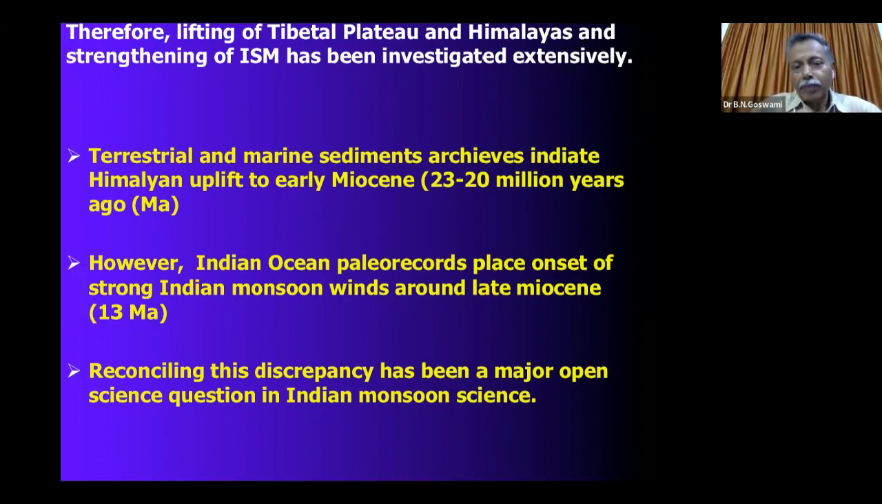The Himalayas became established around 23 million years ago. The monsoon should have been strong by that time, but the wind records show the wind became stronger later. The stronger wind produced larger upwelling, which produces certain ocean-dwelling foraminifera, and those show that they became abundant around this time. So it appears that monsoons had strengthened at this time. So reconciling this discrepancy was a major open science question for a long time.